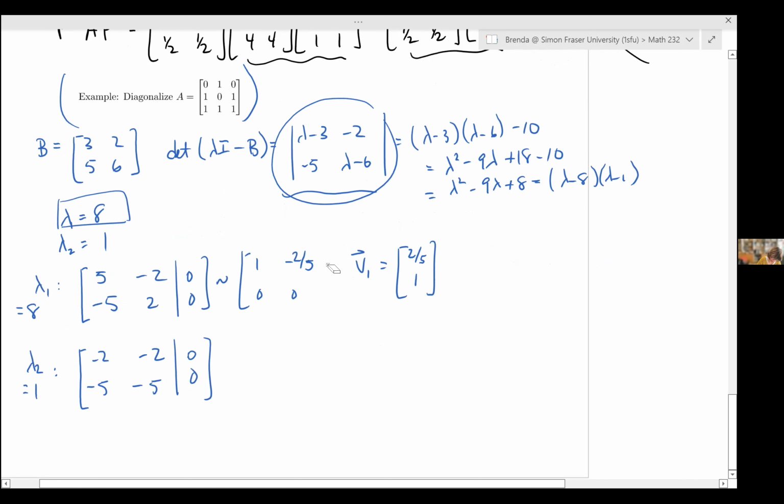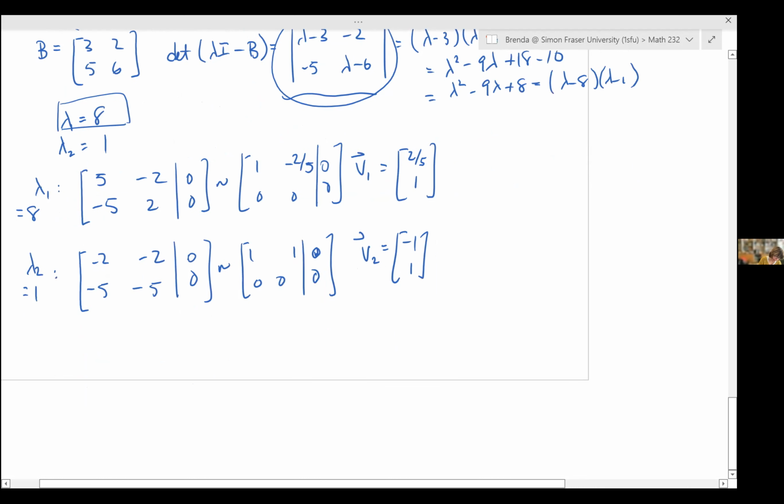You see, after a while I get lazy. When everything is 0 in that column, row operations don't change anything, so I tend to omit them after a while. Row reduce, I get this here, like that. And I see that the second eigenvector is this. Okay, that allows me to form the matrix P. The first column is the first eigenvector that I computed. The second column is my second eigenvector.